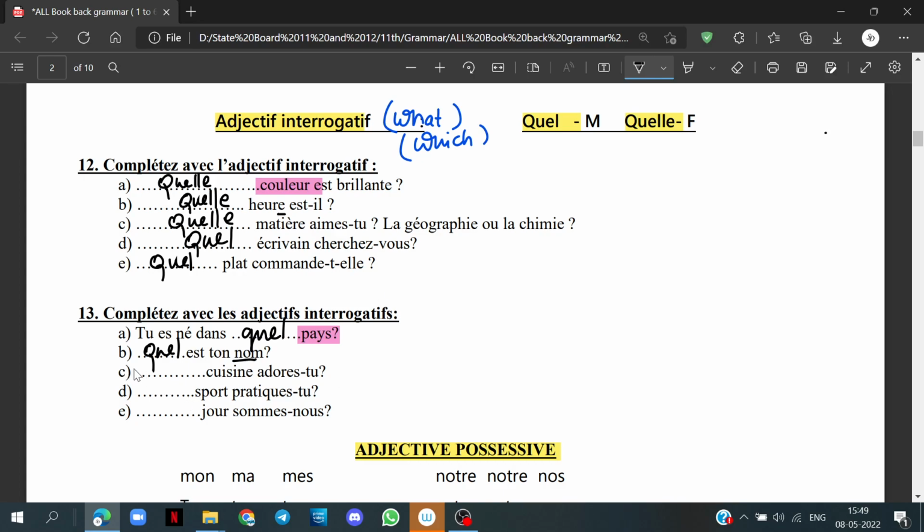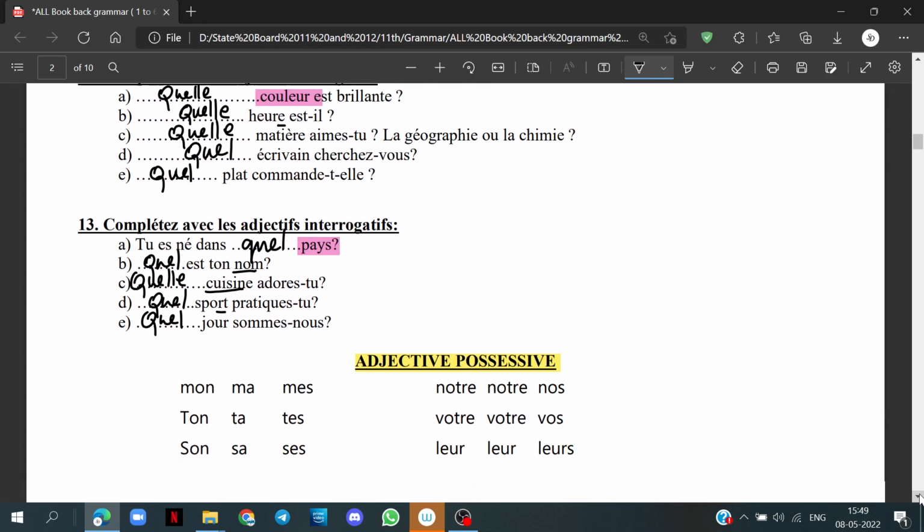Quelle cuisine adores-tu? What food do you like? What type of food do you love? Quel sport pratiques-tu? Sport is masculine. What sport do you practice? Quel jour sommes-nous? What day are we in? Or what is the day today? So all these are "what" or "which" in English, and you need to find the gender of the word, or noun, which is right after the blank.